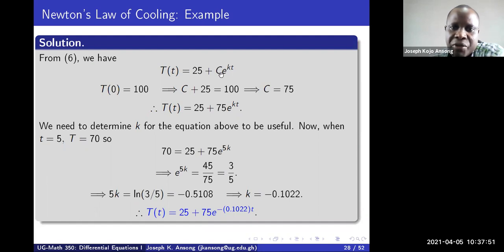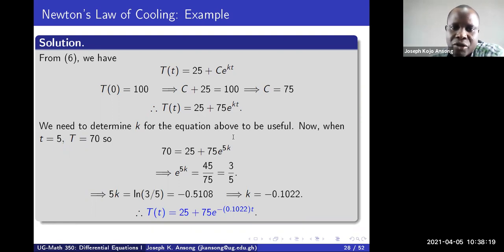To find C, we use the initial condition: when time is 0, the temperature is 100, which means C plus 25 is 100, which means C is just 75. All right, so you plug 75 back here and get T equals 25 plus 75 e to the kt. As it stands, you still can't apply it because you don't know what k is. So you also need to determine what k is.